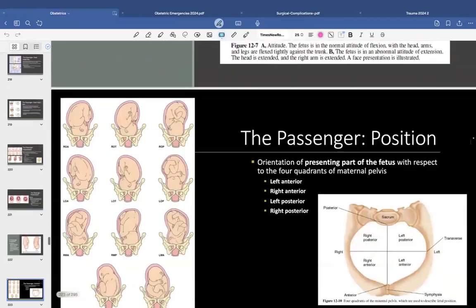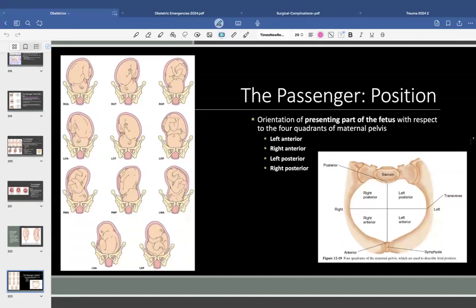Position, the orientation of the presenting part of the fetus with respect to the four quadrants of the maternal pelvis. We talked about this already, LOP, ROP, ROA, LOA. So a lot of this is repeated. What is the position of the baby? There's the head, is the occiput towards the front, the back, the right, the left. And that is based on those four quadrants of the maternal pelvis.